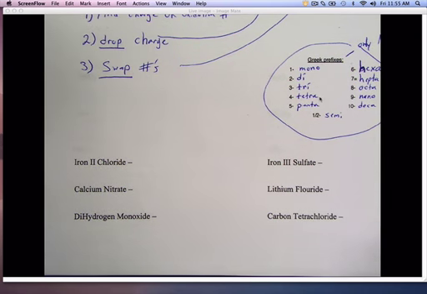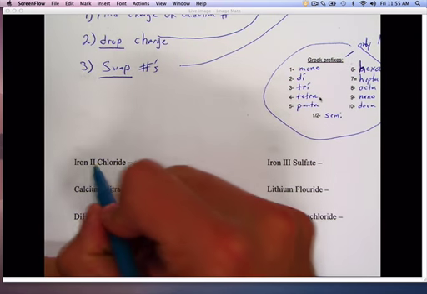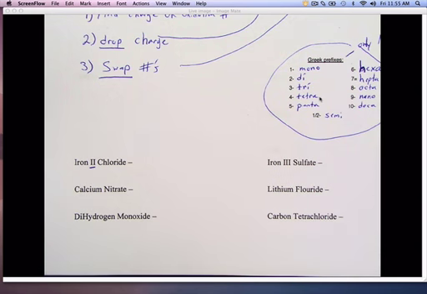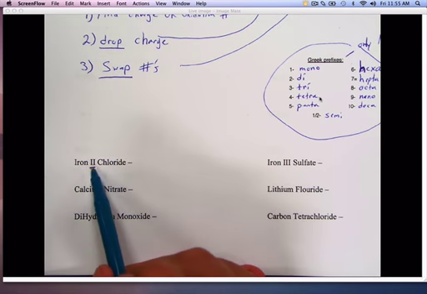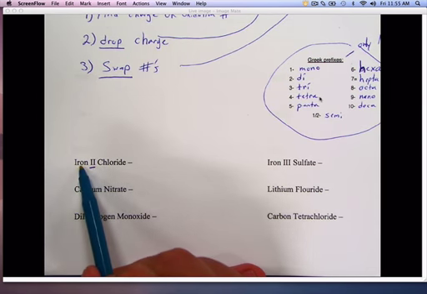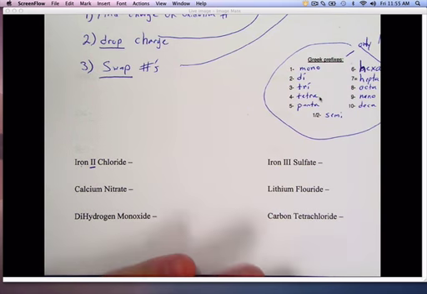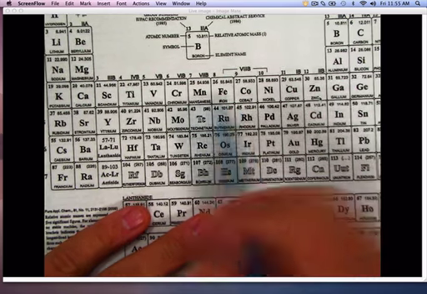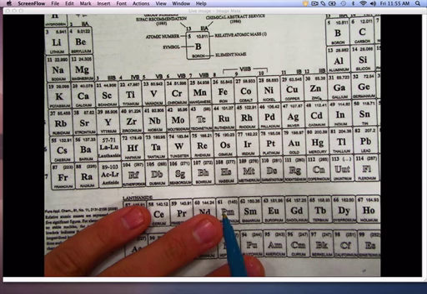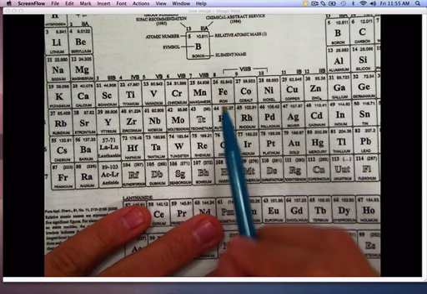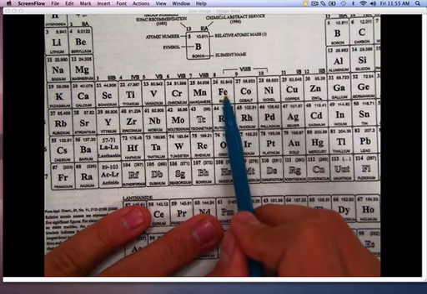All right, iron 2 chloride. Now, this 2 tells you the charge of iron. You're going to see Roman numerals when you have a transition metal. So if you look at iron, iron's in this D block. Those are transition metals. They need to have a Roman numeral with them because their charges can vary.